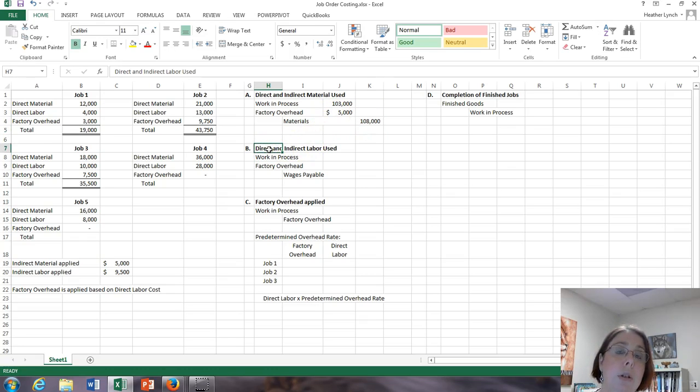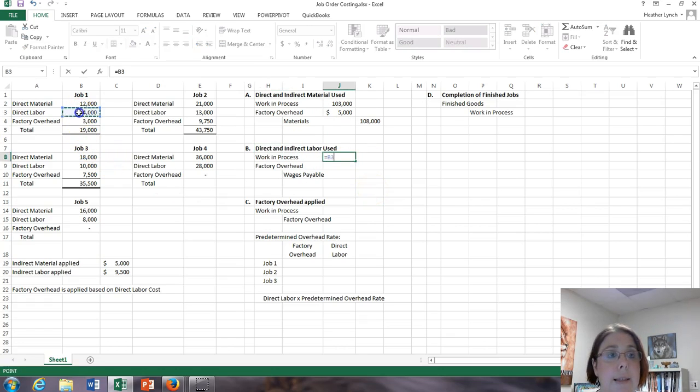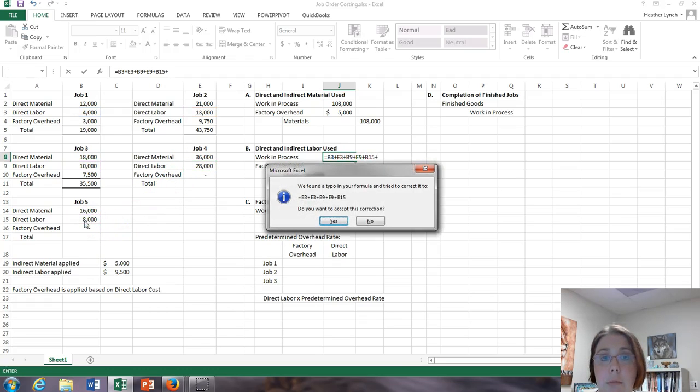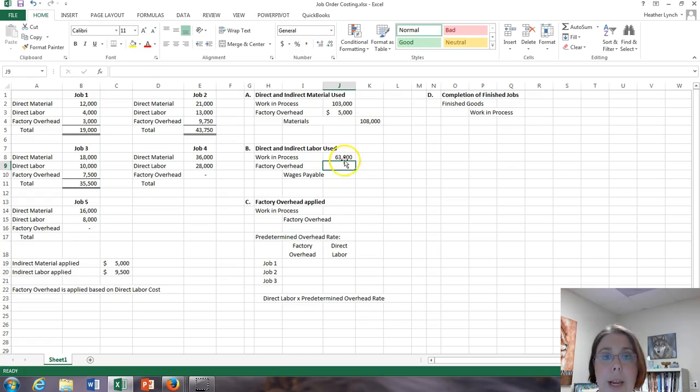Next, they want us to do the direct and indirect labor. Our work in process is every direct labor: $4,000 from job 1, $13,000 from job 2, $10,000 from job 3, $28,000 from job 4, that's a big job, and $8,000 from job 5. Oh yes, I forgot to put my equal sign. Okay, so we have those.